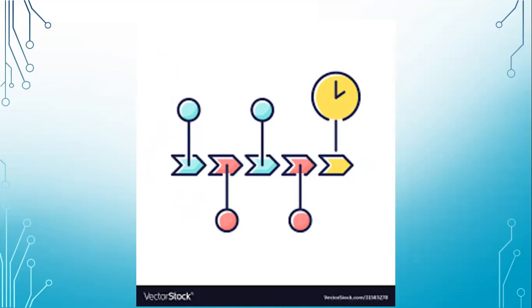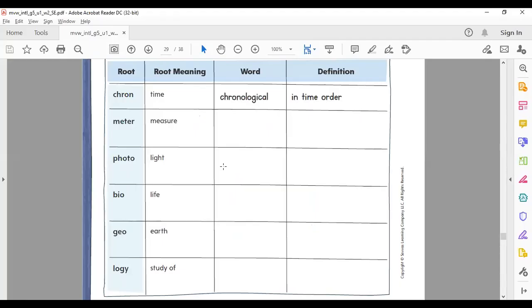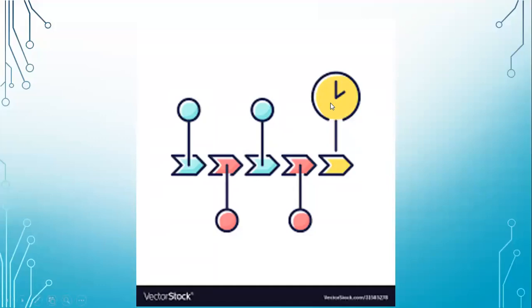So things that are related to clock. Yes, the clock means time. Time, very good. So something is related to time. So what do we call it in the Greek root? If something is related to time, what do we call it? Chron. Very good. So the part of the word is chron, right? Yes, very good.